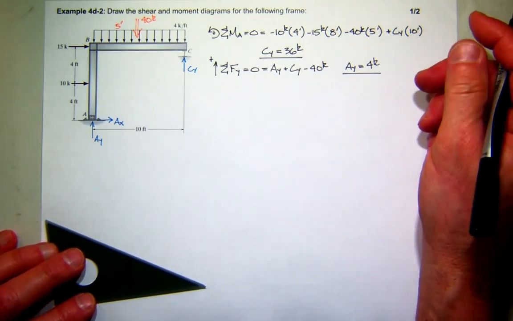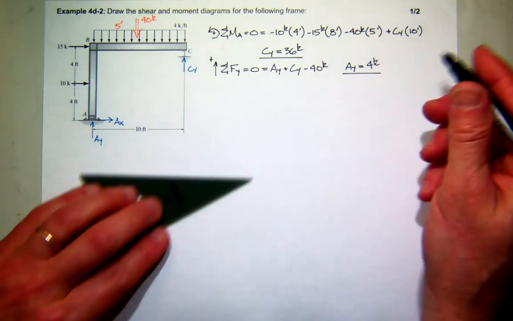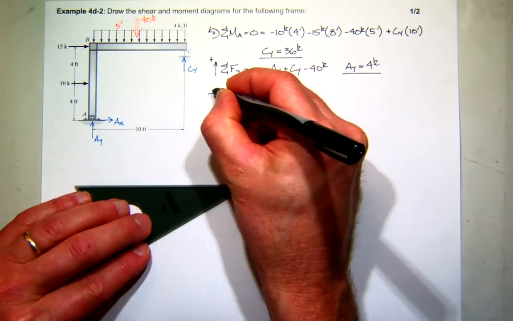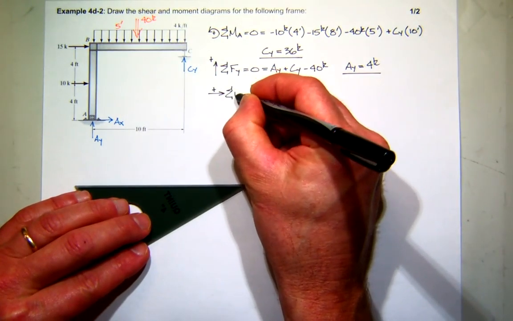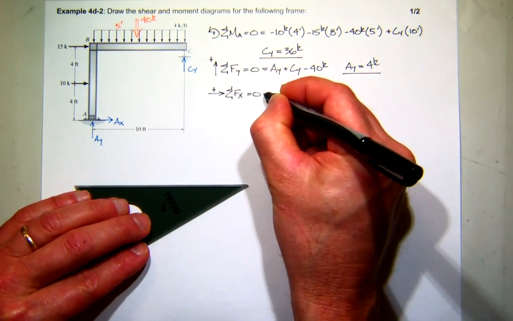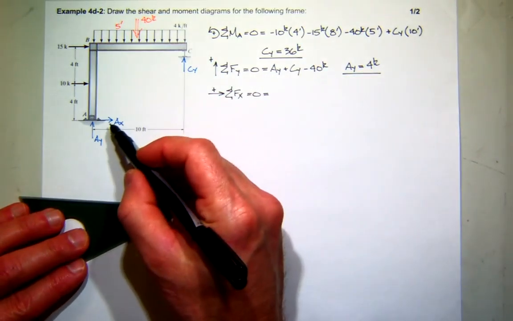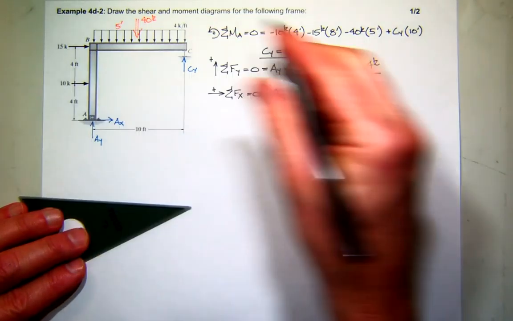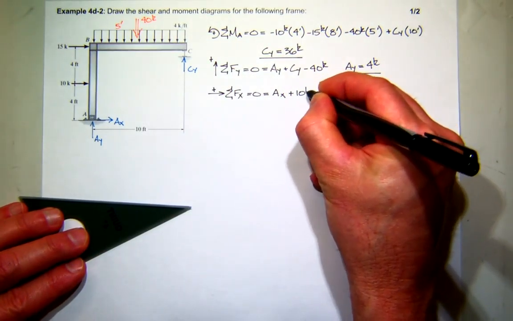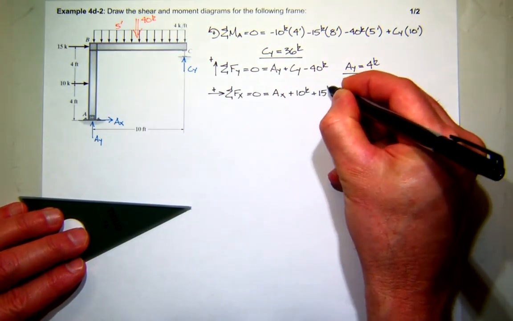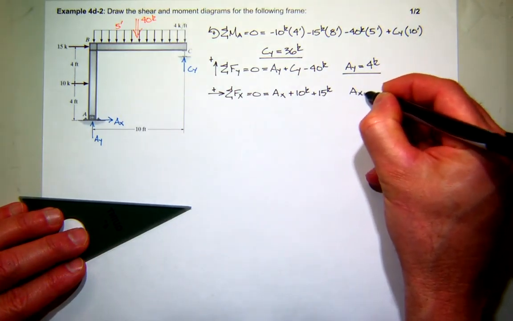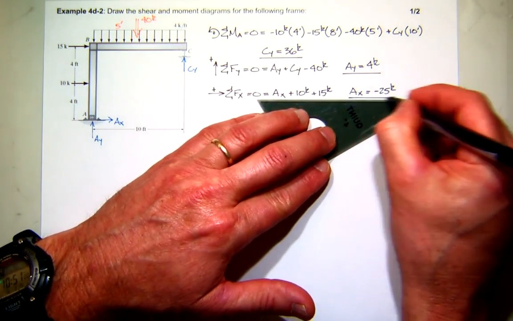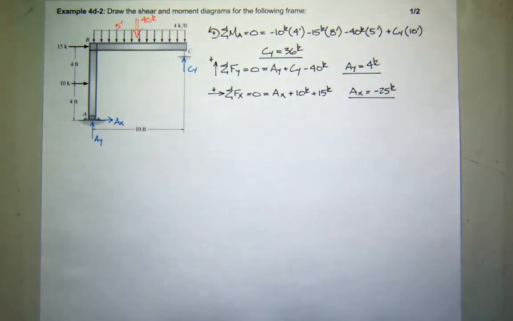So, Mr. Duarte, what's left? Yep, sum forces in the X. So in the X direction, I have AX. I assume to the right was positive. And I've got a 10 kip and a 15 kip. So it looks like AX is negative 25. Okay, any questions about that?